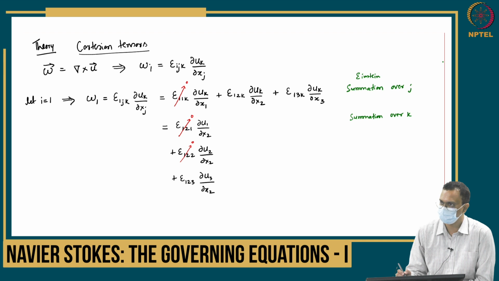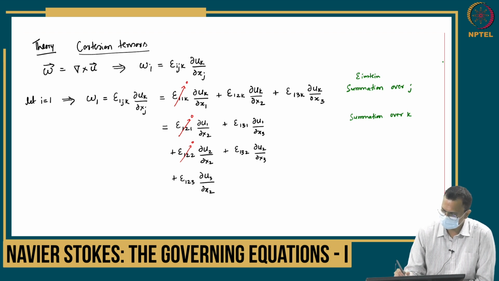Only one term remains. Now I expand the last term here; we are only expanding these two terms. So I expand this third term, which is epsilon 1 3 1 dou u1 by dou x3 plus epsilon 1 3 2 dou u2 by dou x3 plus epsilon 1 3 3 dou u3 by dou x3.